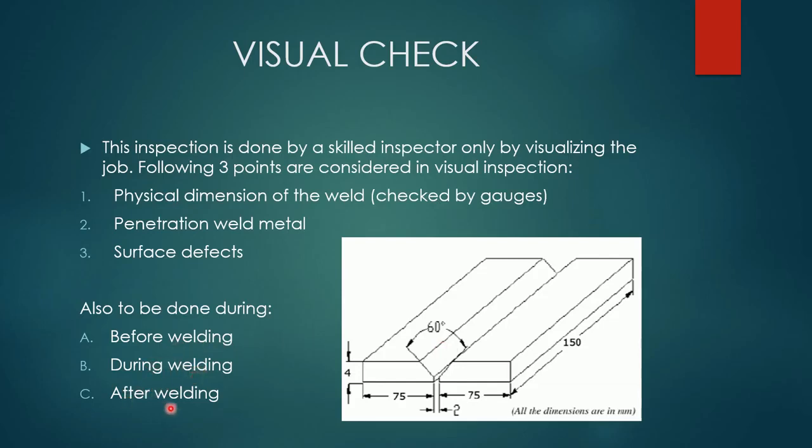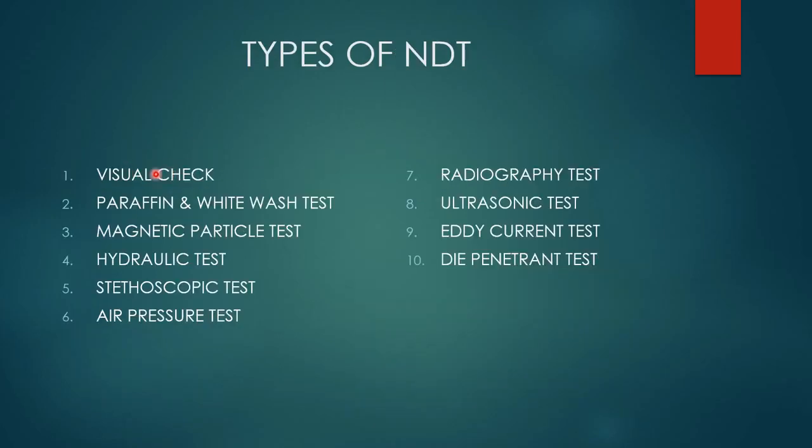Now third is after welding. After welding, we have to check the welded joint for accuracy as per the drawing. We have to check different defects like undercuts, spatters, roughness, pits, left without weld metal filling, and overlap. So this is nothing but the basic welding inspection which is required to be done by all the welders. Okay, so first topic is completed, visual check.